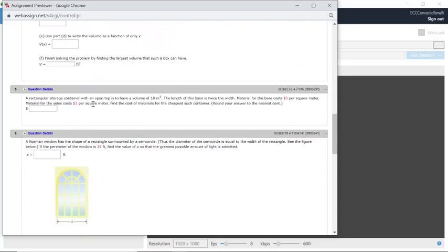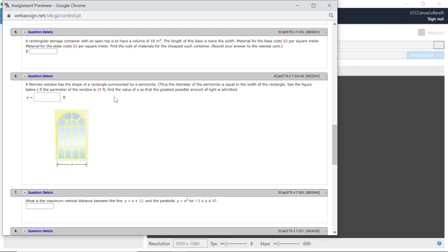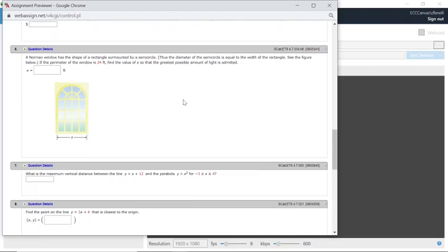A couple more here. Okay, storage container. This one has cost associated with it. I mentioned that earlier. Try the cost one out. Here's a different shape, the Norman window.